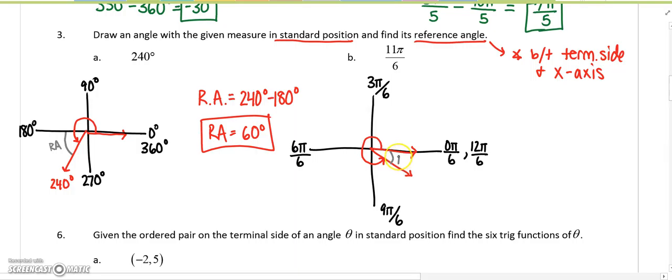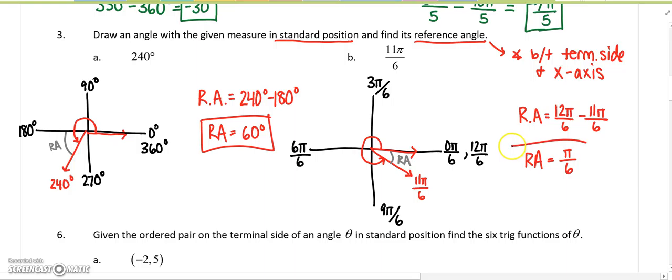Alright, then this right here is my reference angle between the terminal side and the x-axis. So my reference angle would be between 11 pi over 6, which is my actual angle, and 12 pi over 6, so I'll subtract. Alright, I always subtract bigger minus smaller. So for this one, my reference angle is pi over 6. And in case you don't remember, that's the same thing as 30 degrees. Alright, moving on.